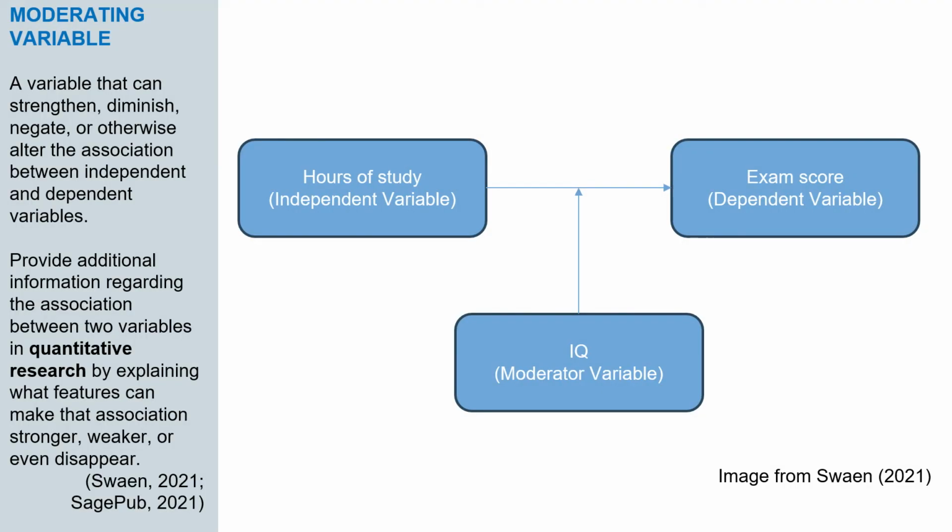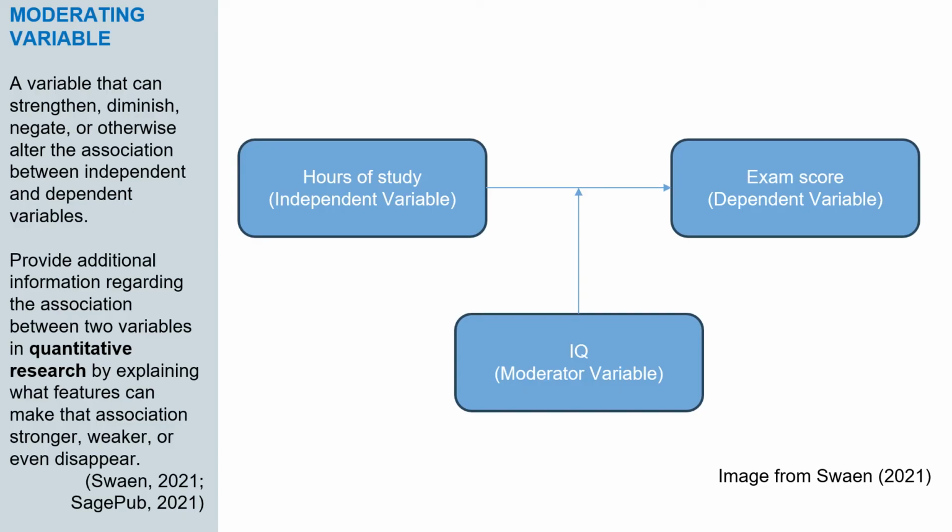Now, you may also encounter what is called a moderator variable. Now, when you talk about a moderating variable, it's a variable that can strengthen or weaken an association between two variables. So, for example, in the case of hours of study to exam score, the more hours spent studying, the higher will be the exam score. But then the IQ of the student may actually either strengthen or worsen this relationship. Okay, so it doesn't mean that the hours of study will affect the IQ and the IQ will affect the exam score. That is not how it is read.